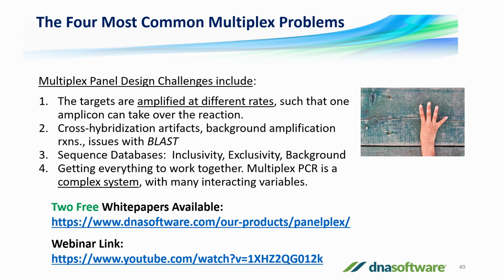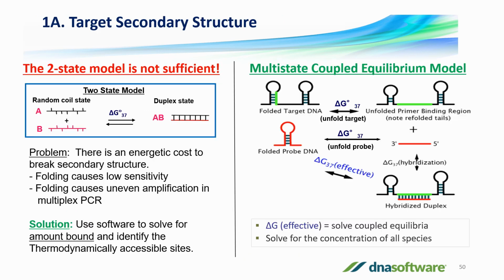In addition, there is the need in the 21st century to include large sequence databases as a part of your design, and in particular, the design of inclusivity, exclusivity, and a background list of genomes. And then lastly is the issue of getting everything to work well together in a multiplex PCR, taking into account the fact that multiplex PCR is a complex system with many interacting variables.